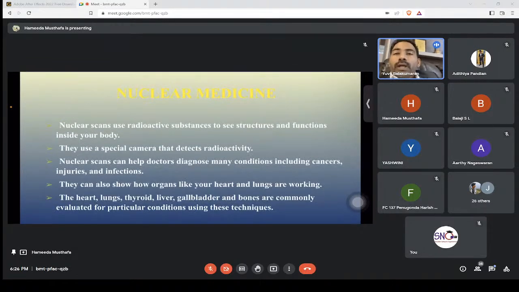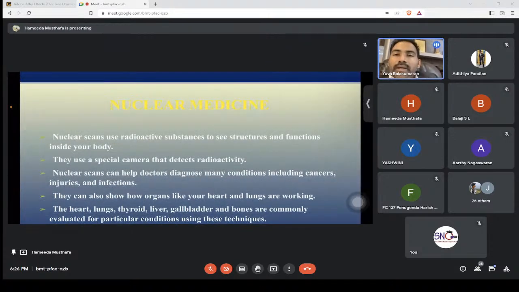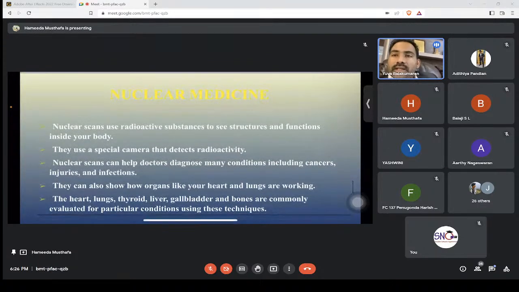Nuclear medicine. Nuclear medicine itself is a separate field that has been separated from radiodiagnosis, but we have to know about it. Nuclear scans use radioactive substances to see structures and functions inside your body. Nuclear scans can help doctors diagnose lesions in the brain, heart, lungs, thyroid, liver, gallbladder, and bones, which are commonly evaluated for particular conditions using these techniques.